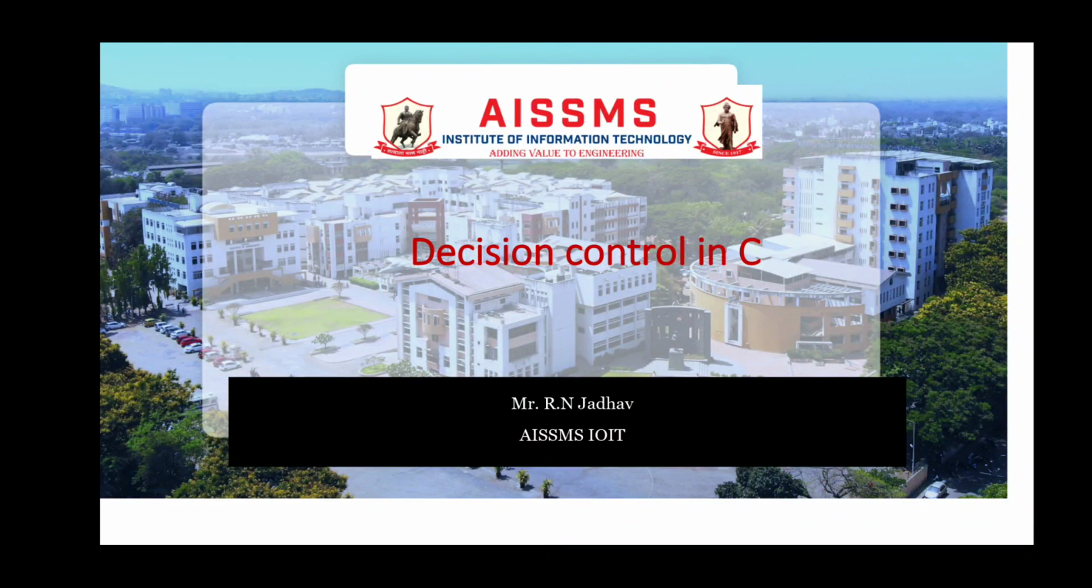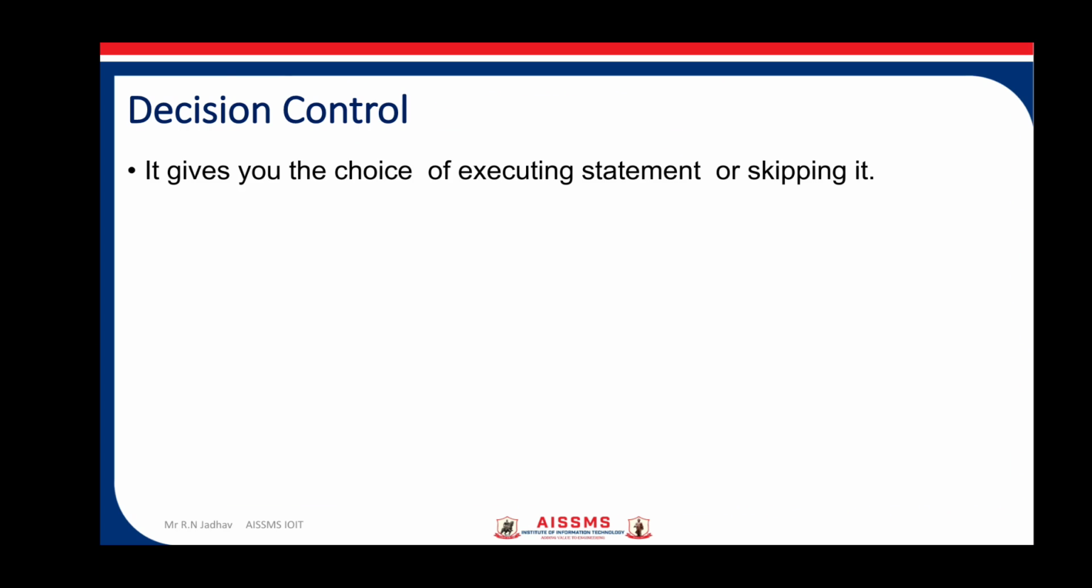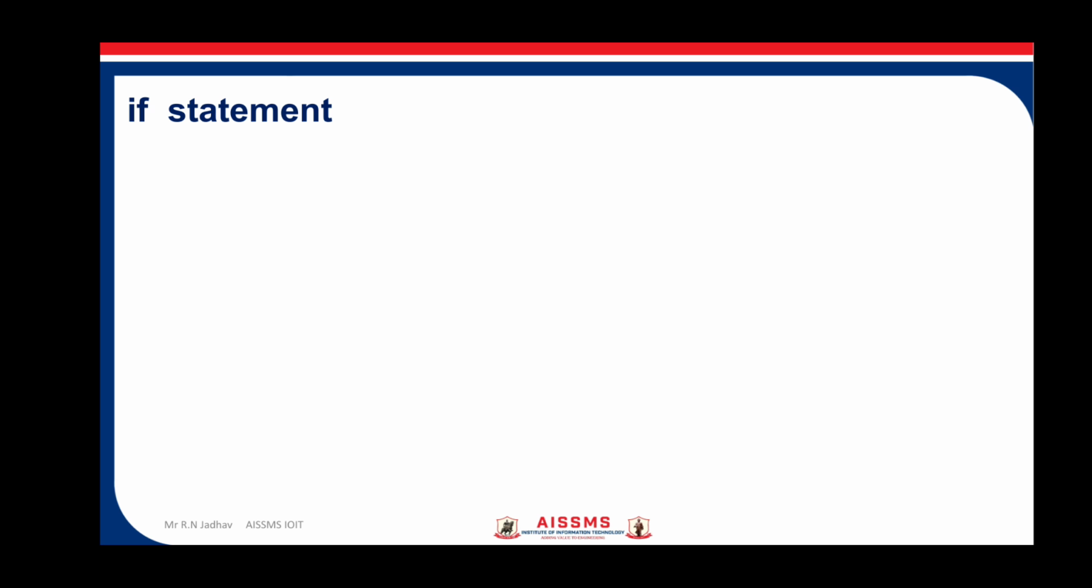Hello all. In this video we are going to discuss decision control in C. What is decision control? It gives you the choice of executing a statement or skipping that statement. So basic decision control statements in C are if else, nested if and conditional operator. We also have a switch case. So let us discuss them one by one.